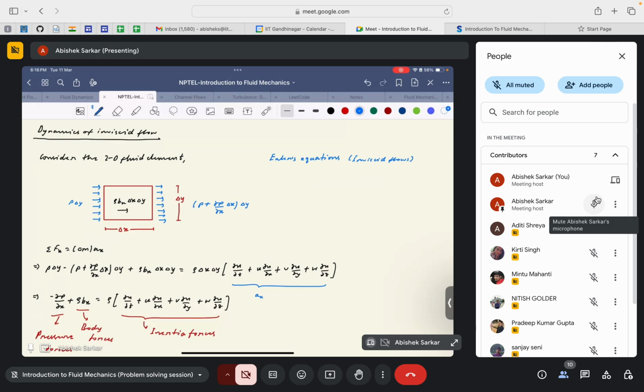Similarly, when we are considering viscosity or the viscous nature of the flow, then the governing equations become the Navier-Stokes equations, which we will introduce when we are dealing with the dynamics of viscous flows.